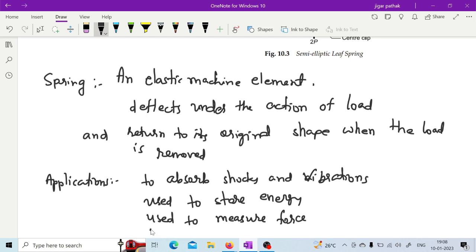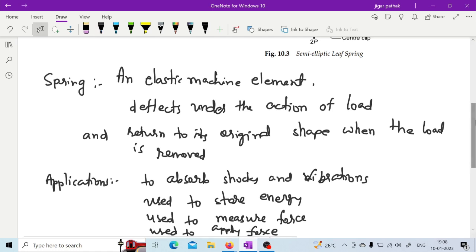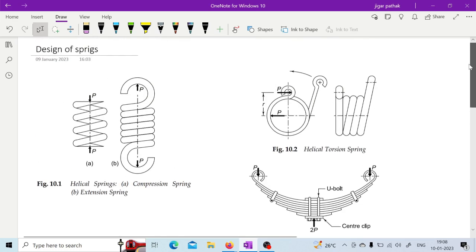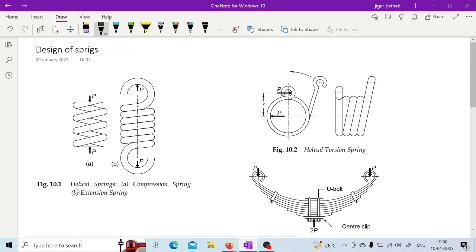It is sometimes also used to apply force, like in a cam and follower mechanism, where we use a spring to apply force so that contact remains between cam and follower. So there are various applications of springs, and there are various types of springs, but helical springs are most widely used. In helical springs also there are various types.